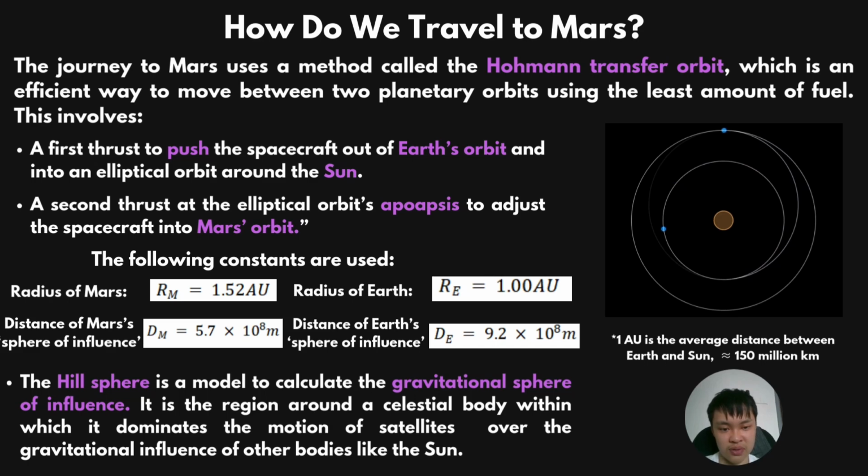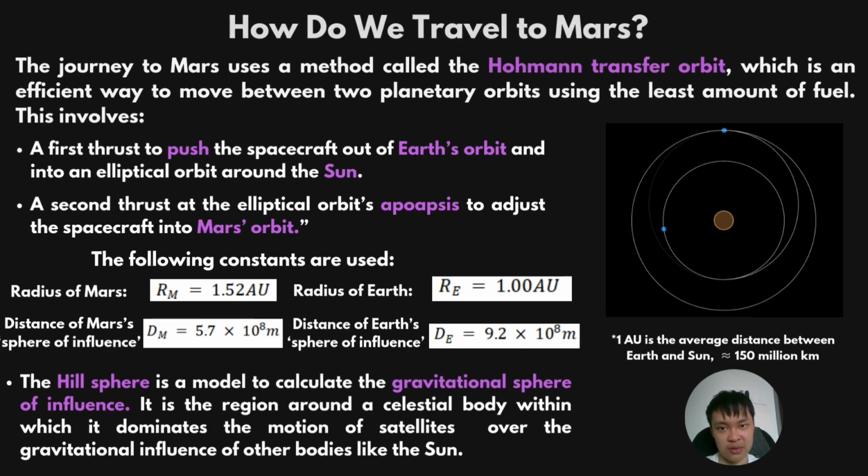And we use the following constants: the radius of Mars, the radius of Earth, the distance of Mars' sphere of influence, and also Earth's sphere of influence. We note that 1 AU is 1 astronomical unit, which is the average distance between the Earth and the Sun, about 150 million kilometers. And we use the Hill sphere model to calculate the gravitational sphere of influence, which is the region around a celestial body where it dominates the motion of satellites through its gravitational influence.